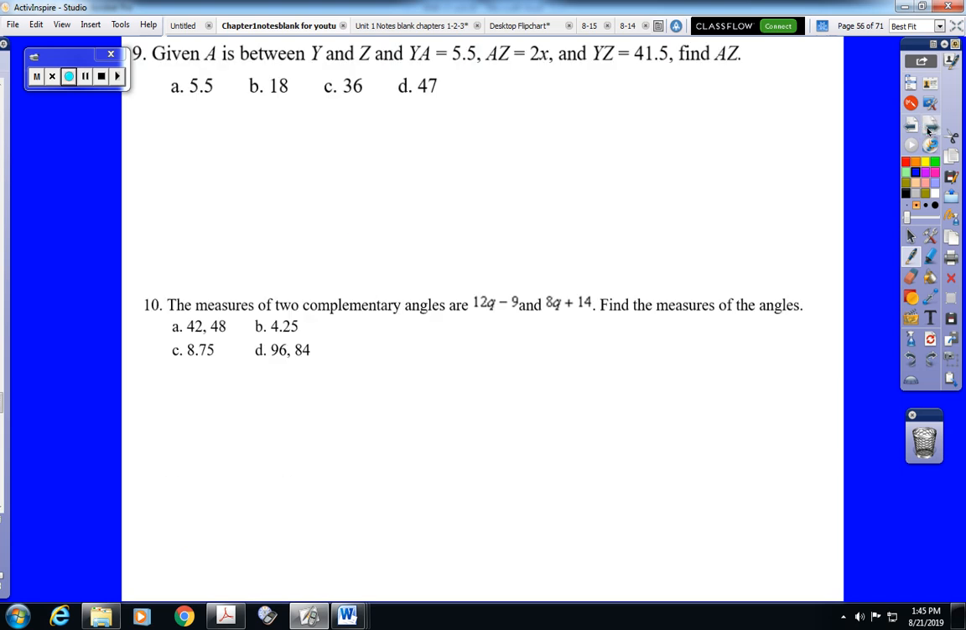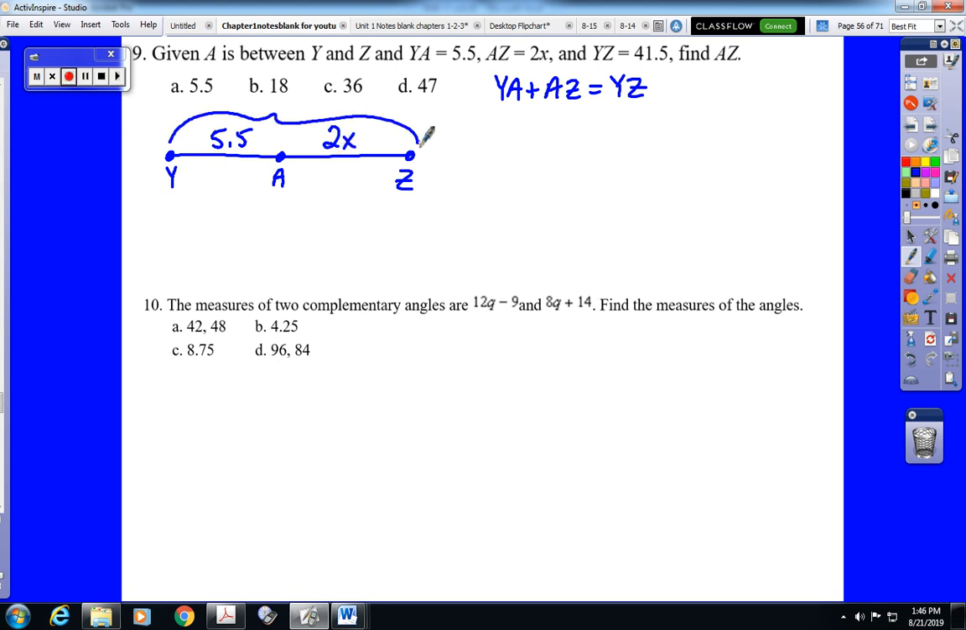Number 8 is C. Okay, number 9 reverts back to the betweenness of points problems, so it's just like numbers 2 and 3 on the packet. A is between Y and Z, so we should be setting up the equation YA plus AZ equals YZ. In the problem we're told that YA is 5.5, AZ is 2x, and the entire length is 41.5. So we plug those values in. 5.5 plus 2x equals 41.5, and we solve.